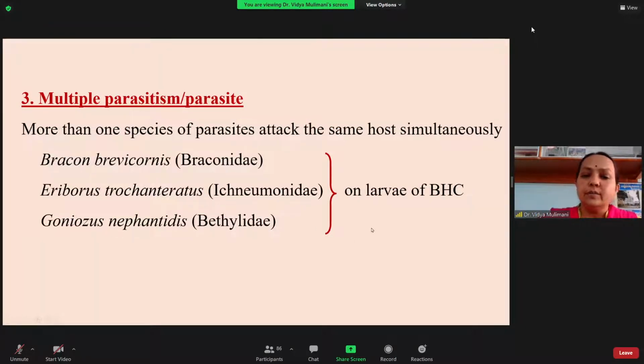So here you can see, I can give the example of the coconut black-headed caterpillar, where, as I told you, the early instar is preferred by Bracon brevicornis or Eriborus trochanteratus, that is the Ichneumonidae, and Goniozus. All these are attacking the larvae of the BHC, but at different timings. The timings may be different, but they are attacking the larvae of the coconut black-headed caterpillar belonging to different species. So this is multiple parasitism.